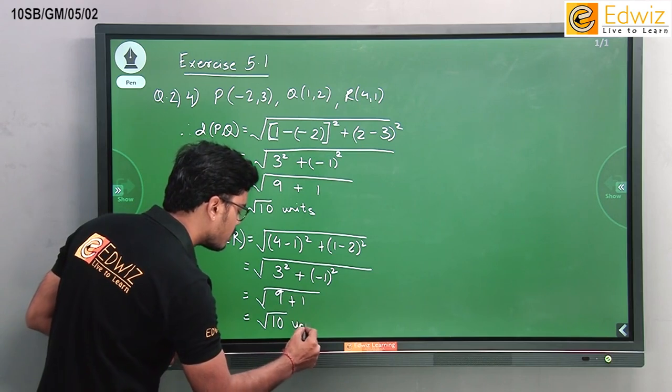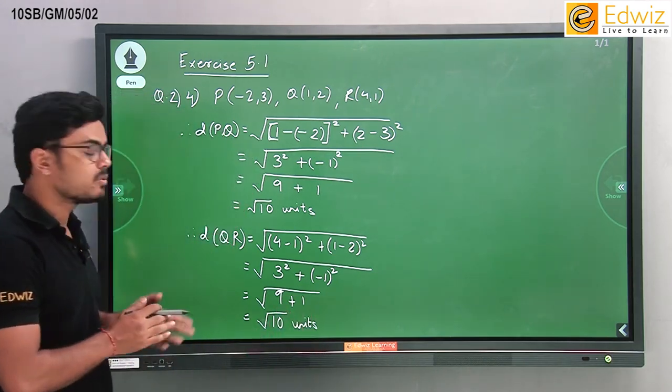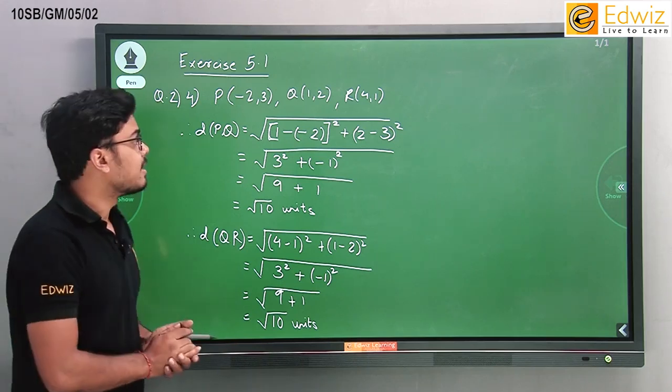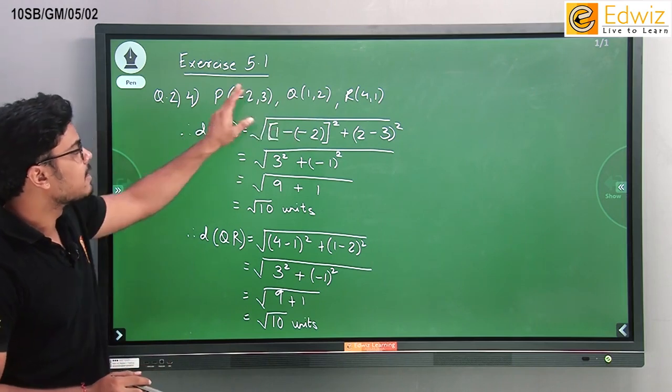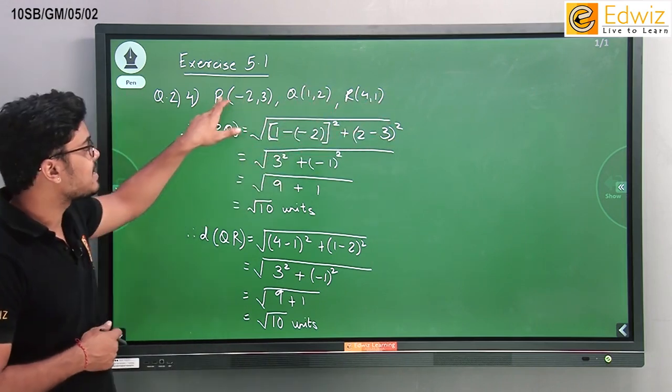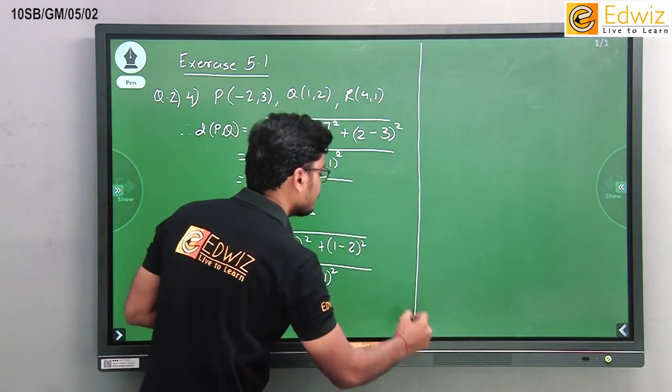So far both the distances that we got are the same, square root of 10 units and square root of 10 units. Let us go to the final distance that we are going to find out. We found out PQ distance, QR distance also we found out. Last is P and R. Let us check what that distance we are getting.